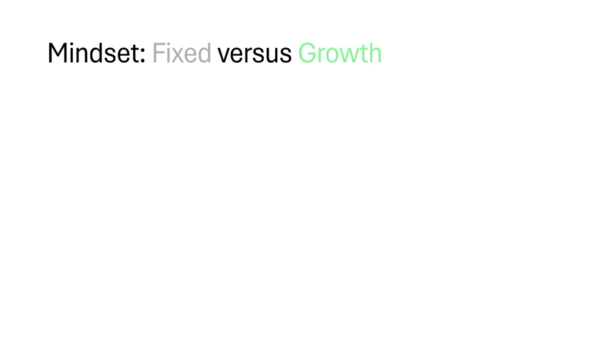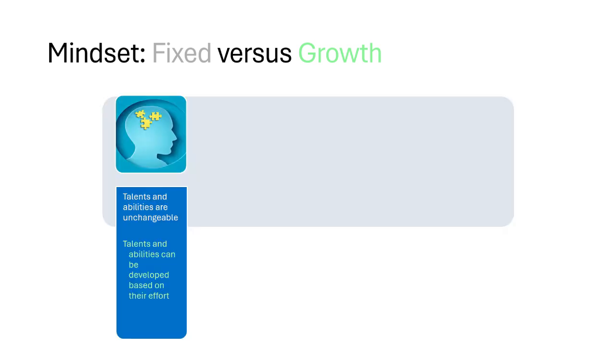So back to a fixed versus a growth mindset. Somebody that has a fixed mindset, they're going to think that talents and their abilities are essentially unchangeable. Whatever they were born with, well, that's what they're working with. Somebody that has a growth mindset is going to think that their talents and abilities can be developed based on the amount of effort that they put forth.